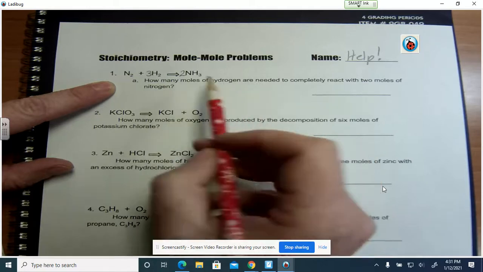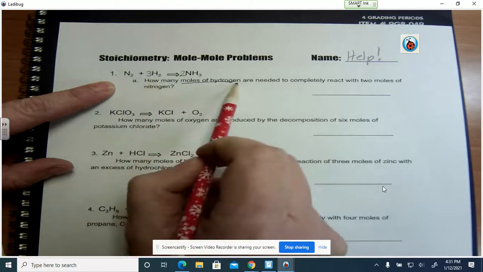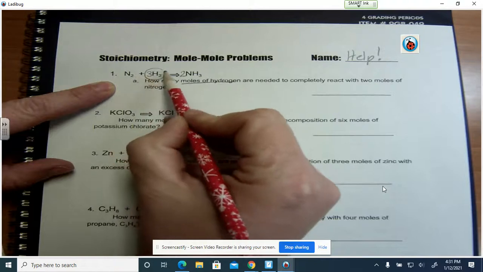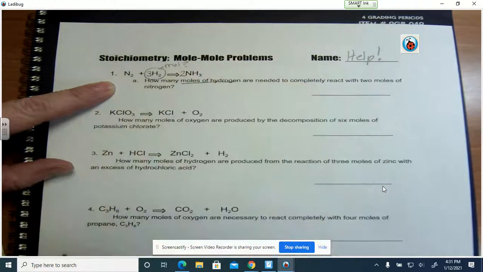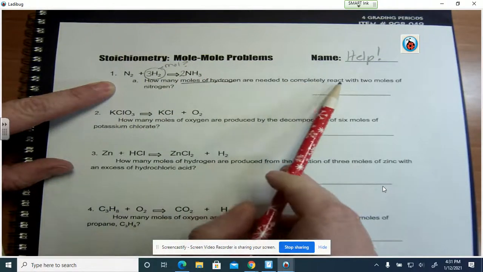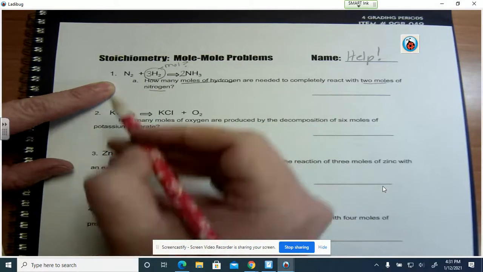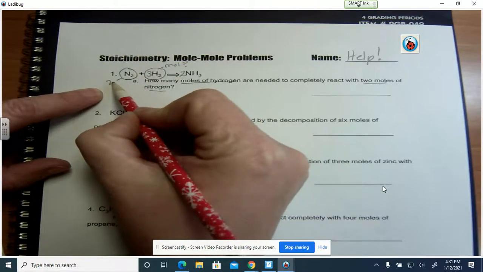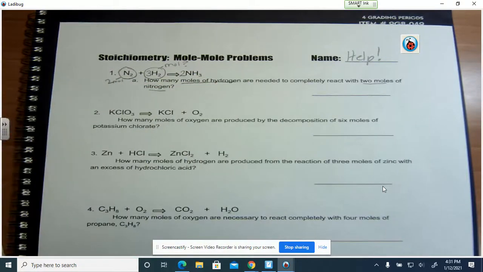One thing that I told the kids today in class was you need to look through this, and as you're reading it, pick out what the known is and what the unknown is. So it says how many moles of hydrogen. I'm going to look at this equation, circle the hydrogen, and label that I'm looking for moles. Okay, are needed to completely react with 2 moles of nitrogen. So this one is just plain nitrogen, and it says that I have 2 moles of that. I'm going to label that 2 moles. All right. Now that you know that, we can get started.